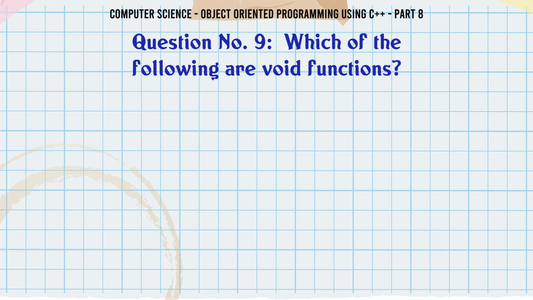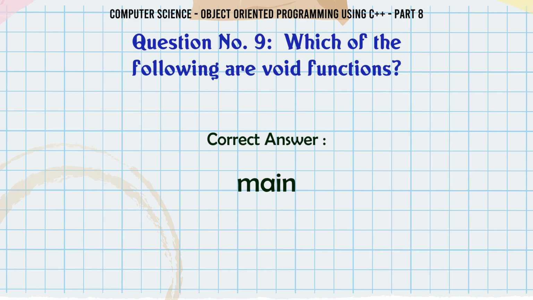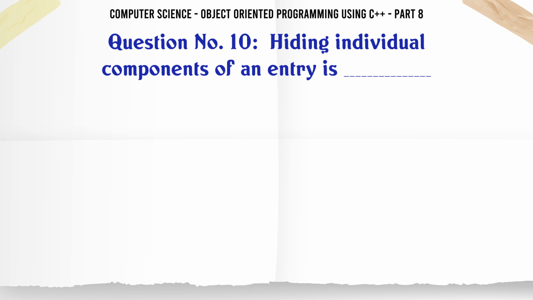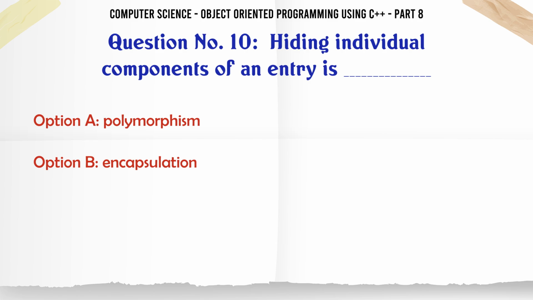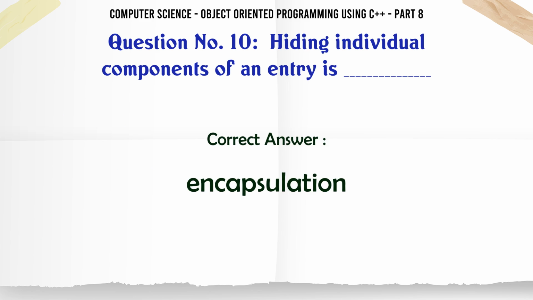Which of the following are void functions? A. main. B. pow. C. sqrt. D. all of the above. The correct answer is main. Hiding individual components of an entry is A. polymorphism. B. encapsulation. C. scaling. D. not recommended in C++. The correct answer is encapsulation.